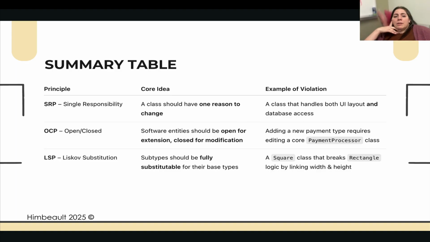I've also put together a summary table of the 3 principles that we talked about today so that you can see the core idea for each and an example of the violation for each. So after you've had an opportunity to go through this and we do the other 2 in the next video, it might be nice to put it all in one table just so that you can really get a good full picture of the different principles that we're working with and how you might accidentally violate them.